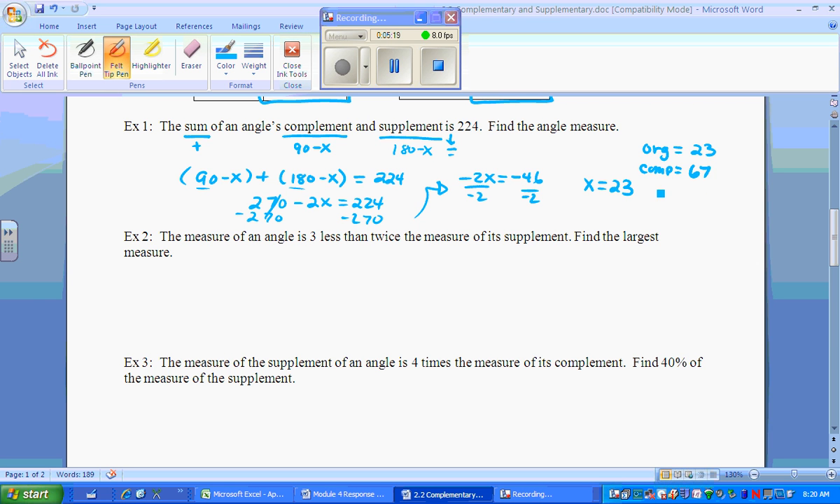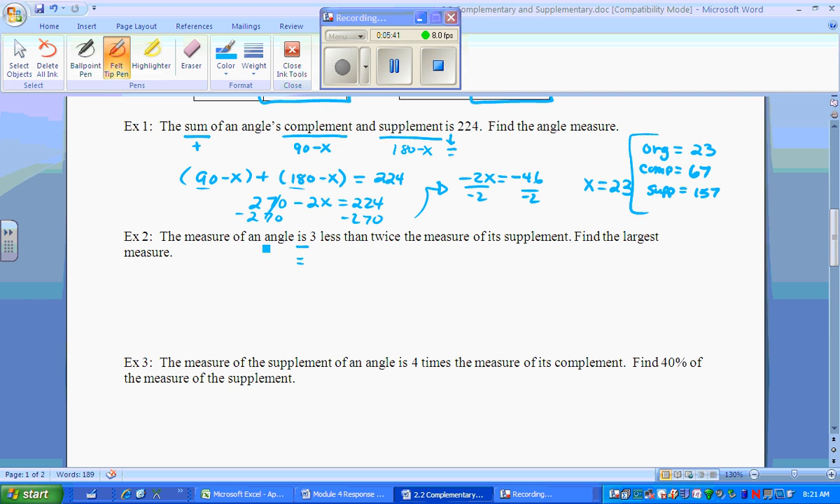Or maybe they asked you for the supplement of the angle. If they asked you for the supplement, it would have been 180 minus the 23, which would have been 157. So you have to see what they were asking you for at the end to make sure that you've solved that question correctly. Example number 2 says the measure of an angle is, well, here's the equal sign.